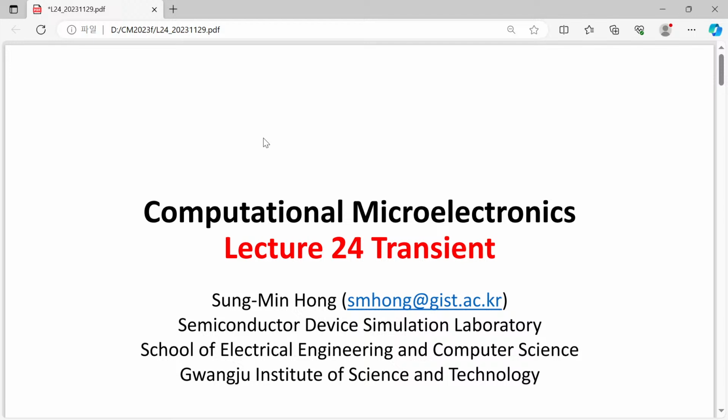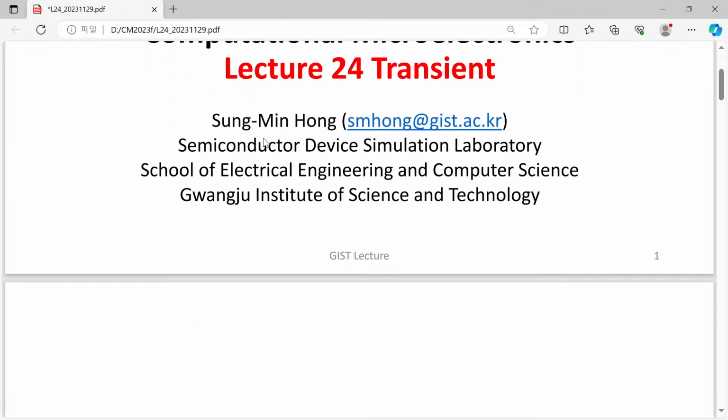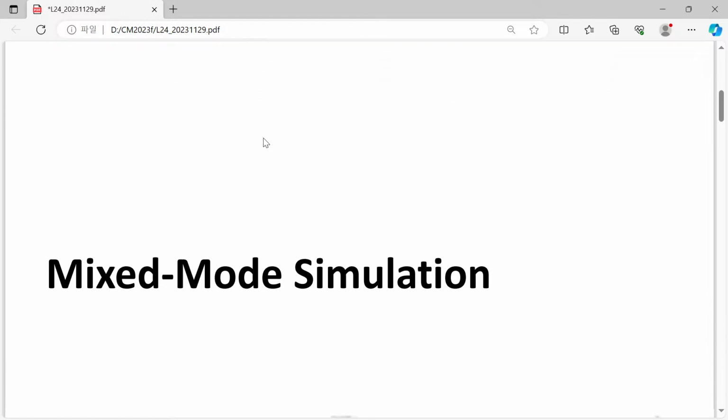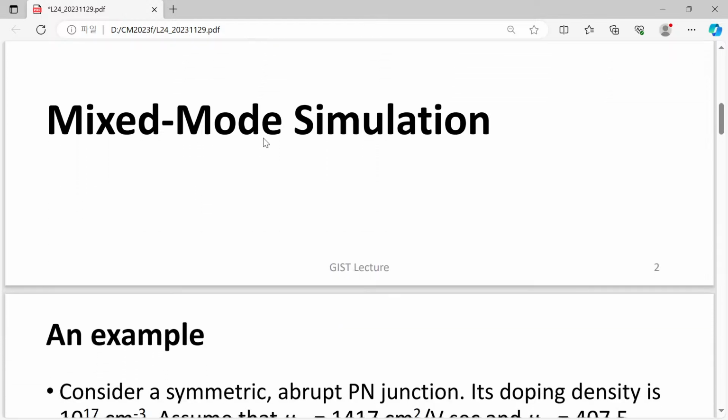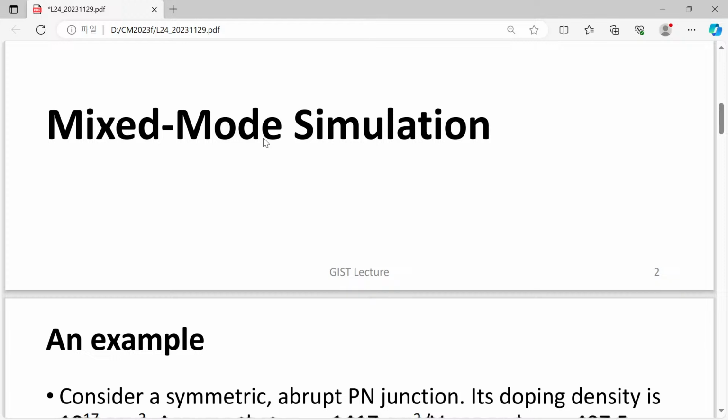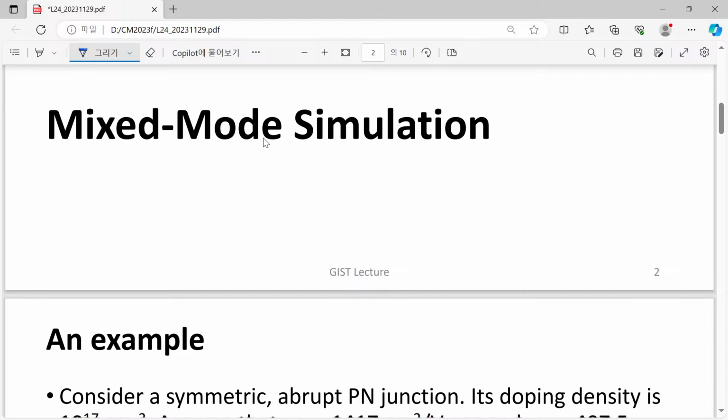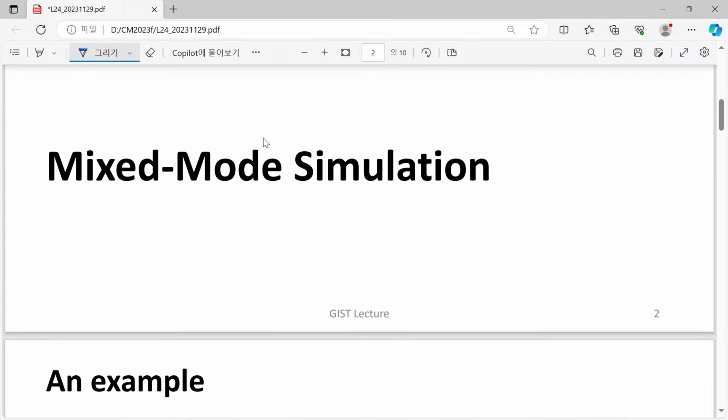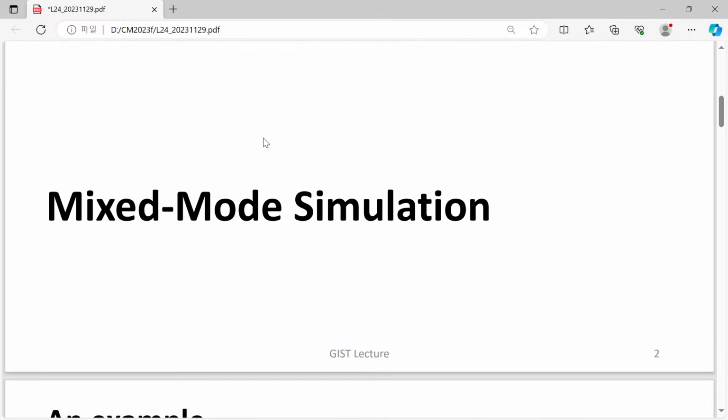Okay, so this is lecture 24. I think that this will be the last lecture for transient simulation, and for the remaining two lectures we will consider the small signal analysis. So today we do not have much lecture content, but its implementation is quite involved for some, so please be careful. First of all, we will talk about the example related with mixed mode simulation.